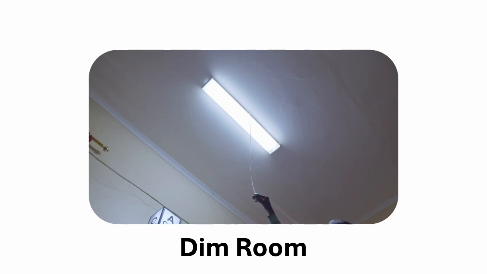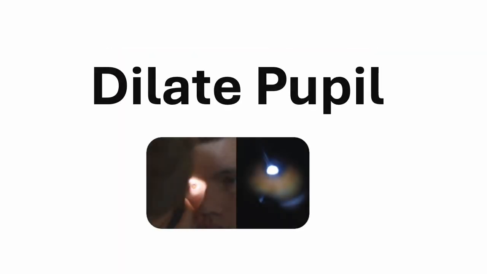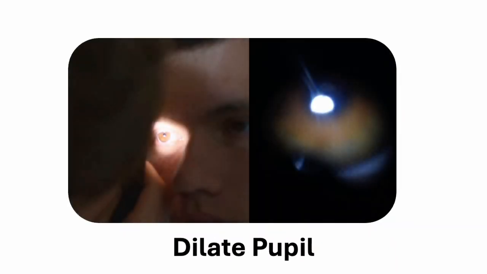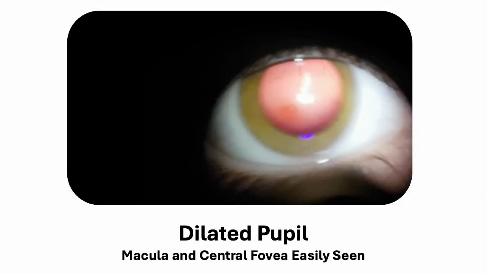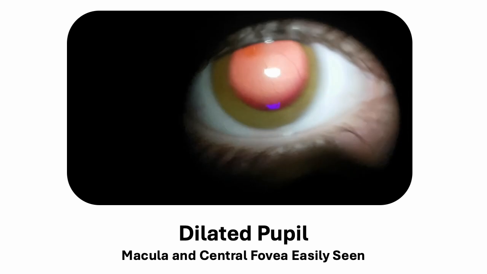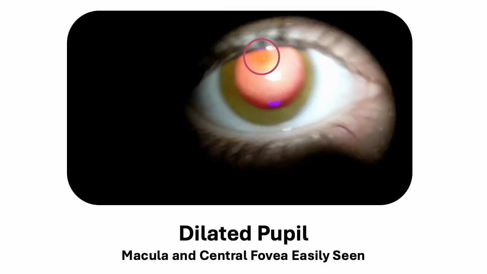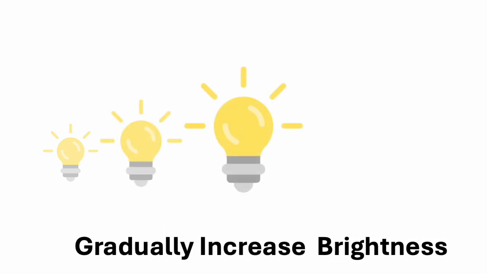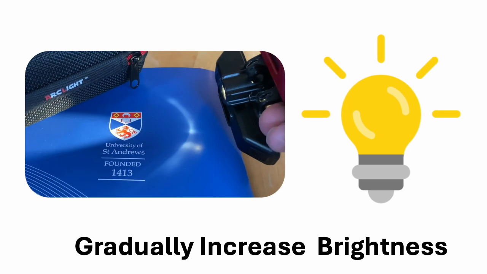Examine the patient in a dim room. This will help you maximize the view through an undilated pupil, but ideally dilate the pupils for the best view. Even very experienced eye care practitioners will struggle to examine the macula through an undilated pupil. This is because as soon as light falls on the macula, the pupil will constrict, limiting your view. Start with a low light and gradually increase brightness so that you can balance the comfort of the patient with your ability to see detail.